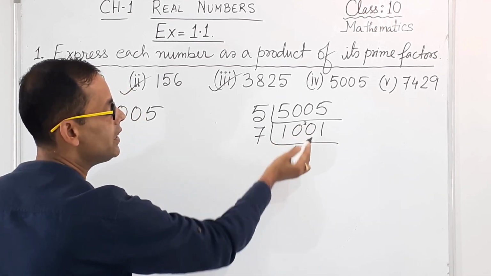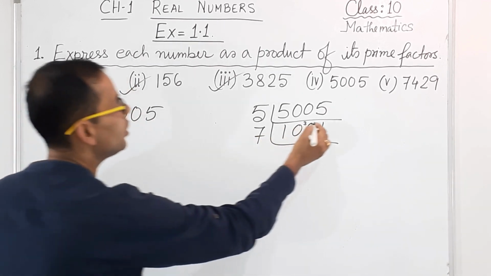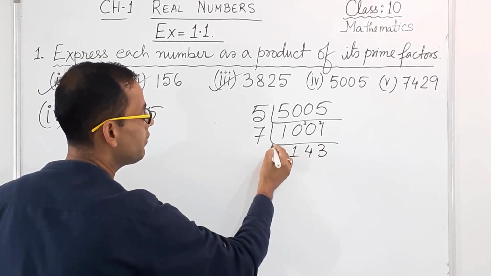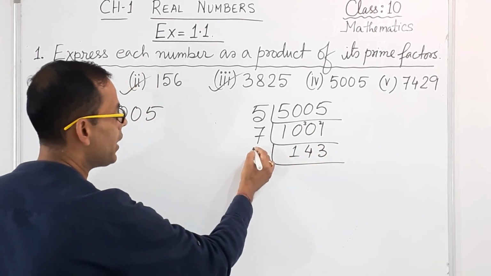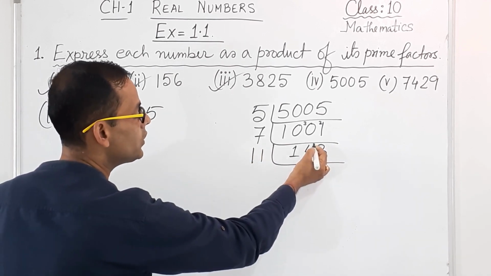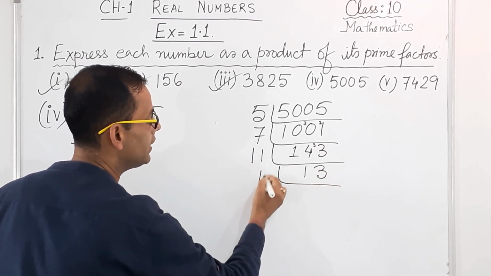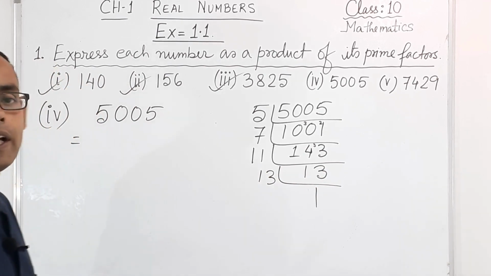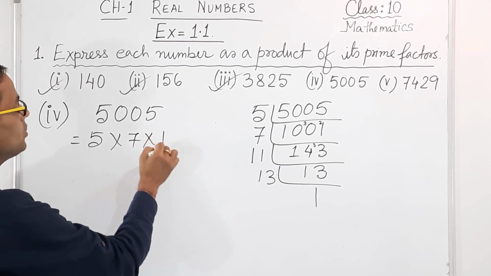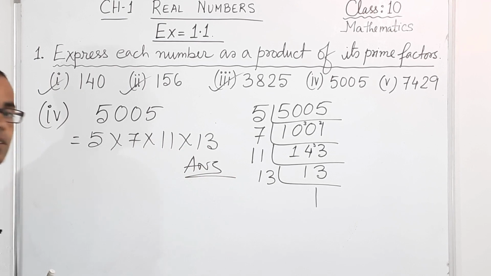So now it becomes 30. So 7 4s are 28. So now 2 is extra. So now 21, 7 3s are 21. Now it will go with what? The next prime number 11. See, 11 1s are 11. So how much extra? 3 extra. So 33. 11 3s are 33. And then 13 is a prime number. So we are getting it. So what we will get here? 5 into 7 into 11 into 13. And this is the answer.